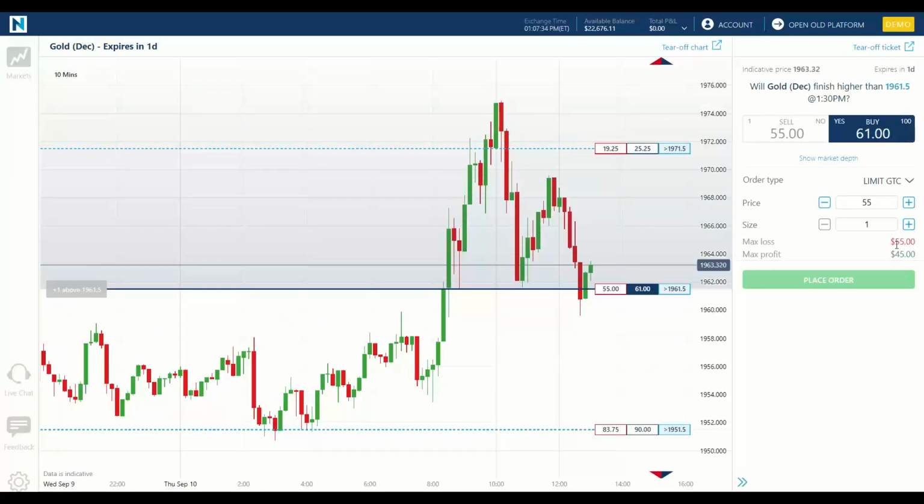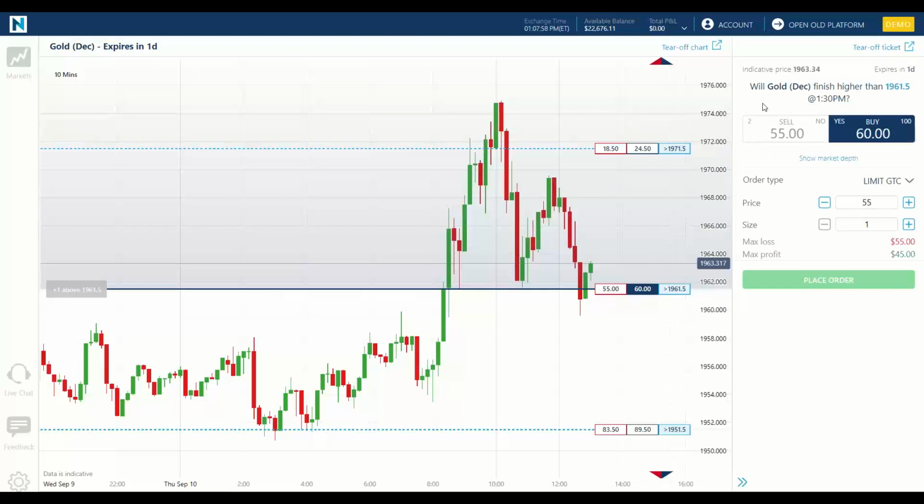Now, if I were to buy one of these at 55, notice that because I'm trying to buy it, I need gold to finish in the blue area of the chart for this to be a profitable trade, assuming I actually buy one. Now, what am I risking? If I buy one at 55, I am paying $55. That's what I risk. Now, how would I lose that $55 if I bought one?